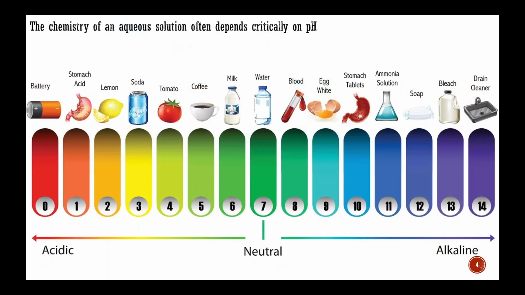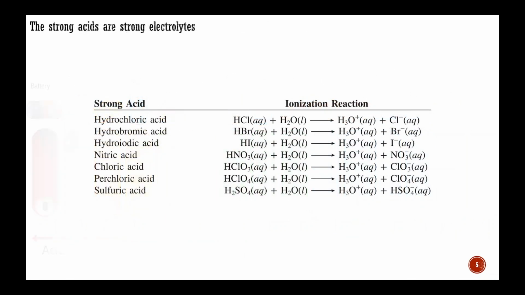It should not surprise you to learn that the chemistry of an aqueous solution often depends critically on pH. Therefore, it is important to examine how pH relates to acid and base concentrations. We will begin our discussion with the simplest cases involving strong acids and strong bases. You probably remember that strong acids and strong bases are strong electrolytes, existing in aqueous solutions entirely as ions.